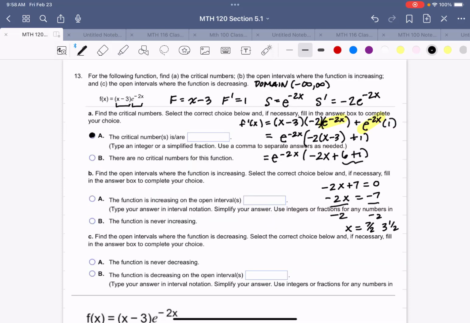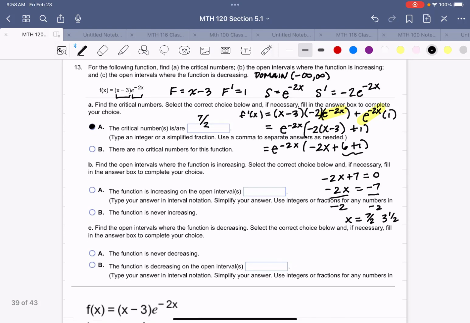So, in conclusion, our only critical number was 7 over 2. The function was increasing from negative infinity to 7 over 2, and the function was decreasing from 7 over 2 to positive infinity.